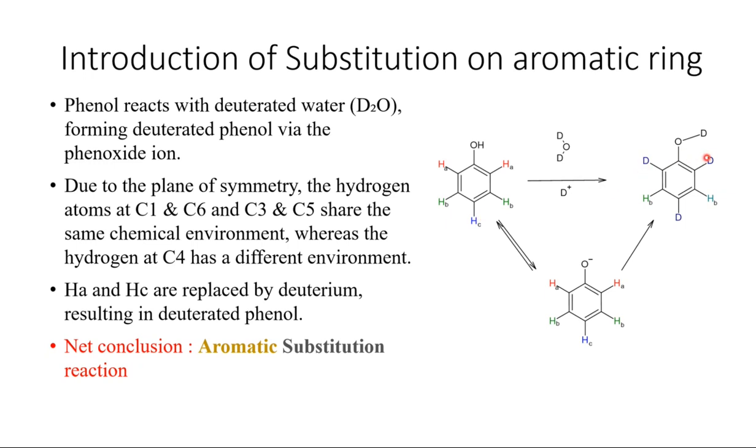HA and HC are replaced by deuterium, resulting in deuterated phenol. Net conclusion: aromatic substitution reactions took place, proton peaks were not visible, and hydrogen was replaced by deuterium.